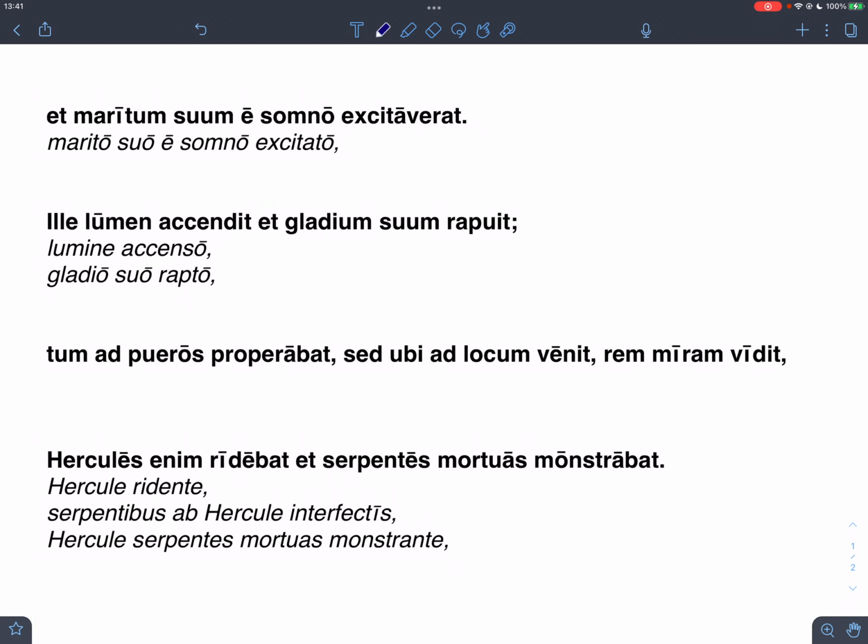Okay, and what does this tell us? It says Alcmena had awakened, excitaverat. Right, so she, that's what this T tells me. And because my ending is erat, I know that the pluperfect tense translates this as "had." So she had awakened, right? And whom had she awakened?